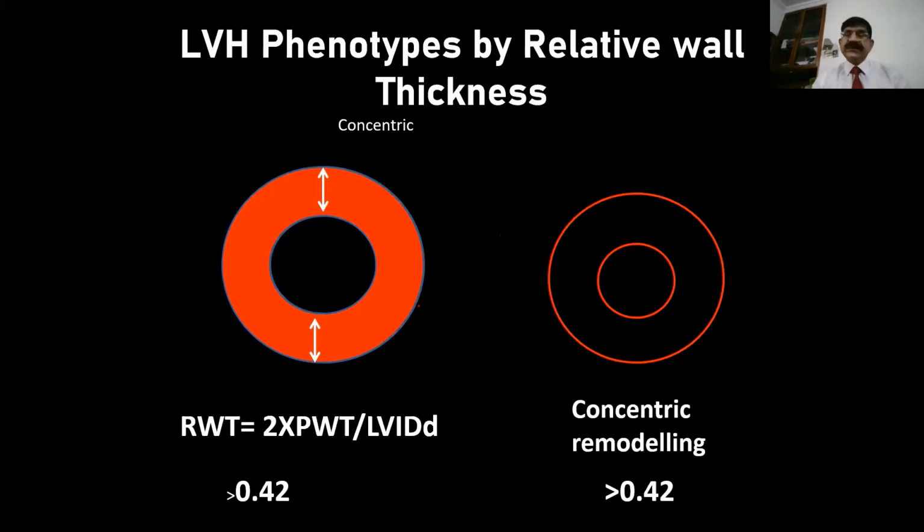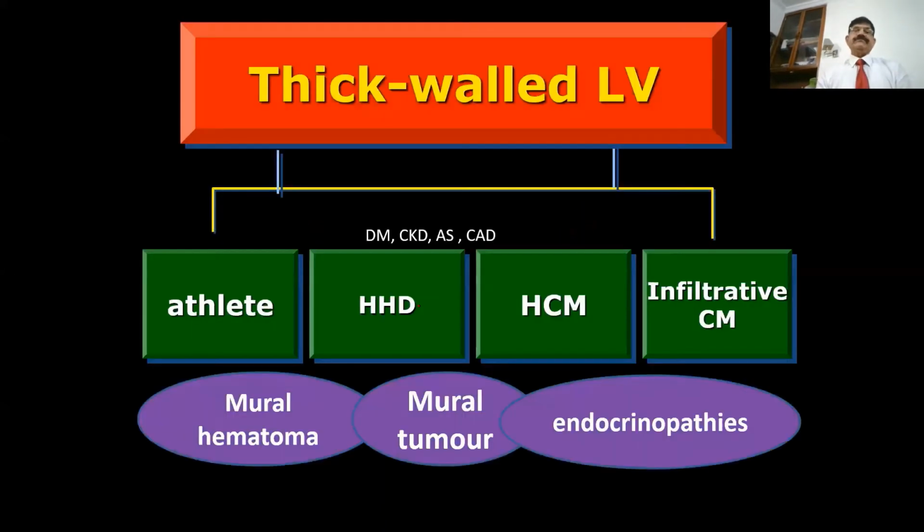There is one more term used besides concentric hypertrophy, called concentric remodeling. Concentric remodeling also has relative wall thickness more than 42%. And remember, some people have taken the cutoff as 45%, but be as it is. Concentric remodeling is characterized by normal left ventricle mass index but increased wall thickness. Concentric hypertrophy has increased left ventricle mass and increased wall thickness, while concentric remodeling has only increased ventricle wall thickness with normal left ventricle mass.